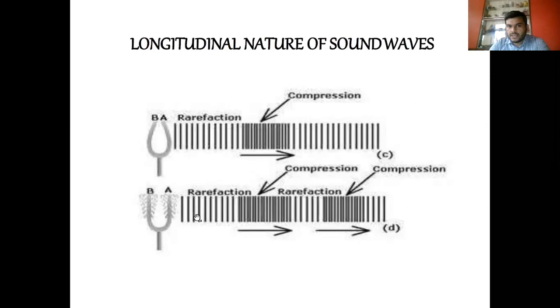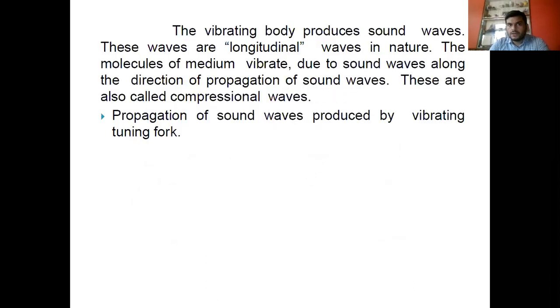In rarefaction, the intensity of vibration is large, and in compression, the intensity of the vibration is very small. So these types of sound waves are produced when a sound is produced through a tuning fork. The vibrating body produces sound waves. These waves are longitudinal waves in nature. The molecules of the medium vibrate due to sound waves along the direction of propagation of the sound waves. These are also called compression waves.